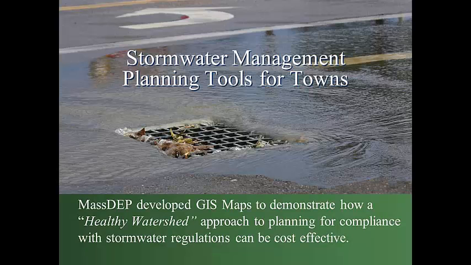Stormwater is a key consideration in any effort to protect and restore vulnerable wetlands. Stormwater control is also an integral part of federal and state requirements to protect and restore water quality in watersheds throughout Massachusetts. We designed GIS maps using a healthy watershed planning approach to demonstrate how the maps can be used by communities to identify cost-effective ways to simultaneously protect vulnerable wetlands and comply with stormwater requirements.